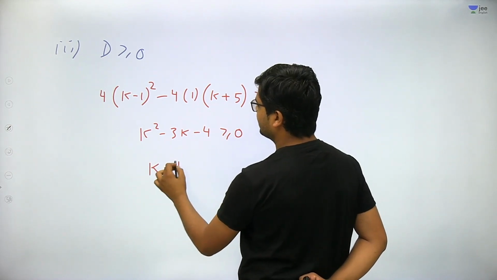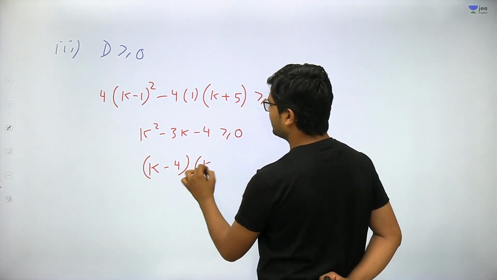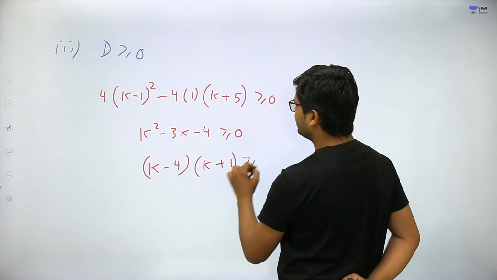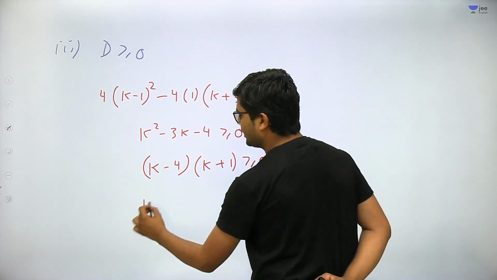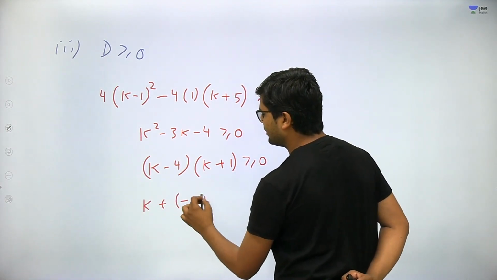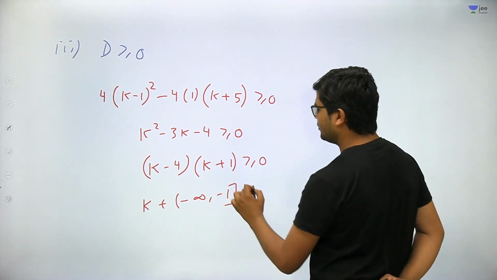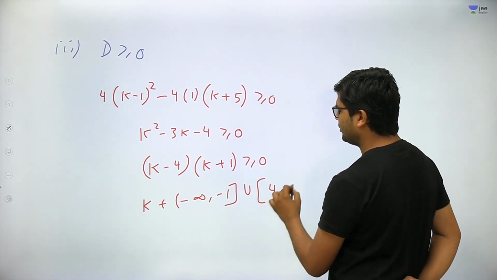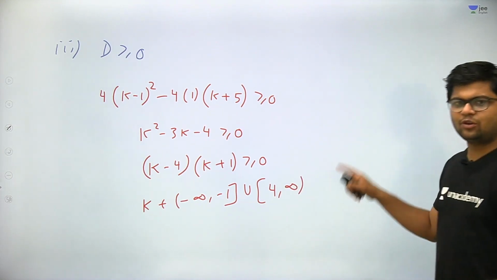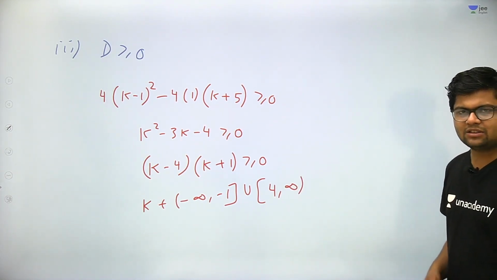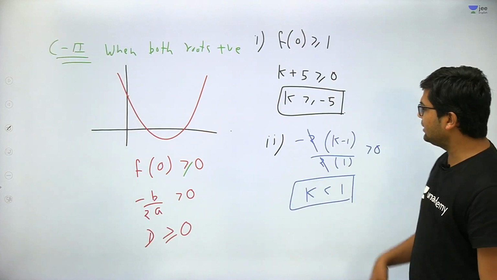Now this is the factorization. K minus 4, k plus 1 greater than or equal to 0. So the solution of k will come out to be k belongs to minus infinity to minus 1 close, union close 4 to infinity open. This is the solution for the third inequality. I hope everybody must have understood it.